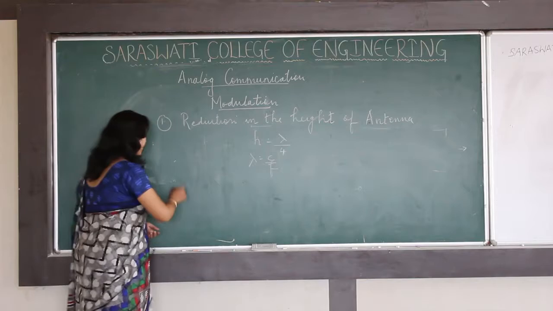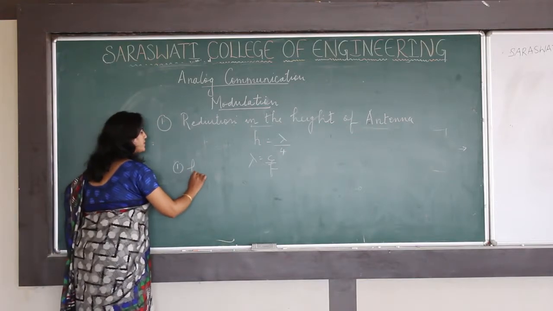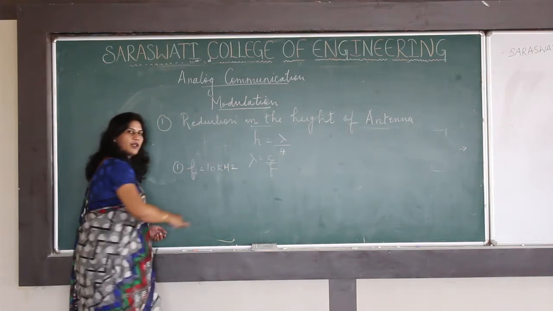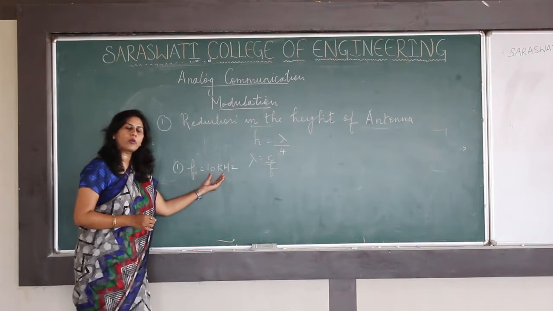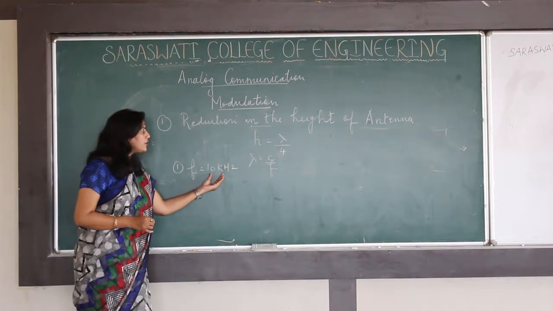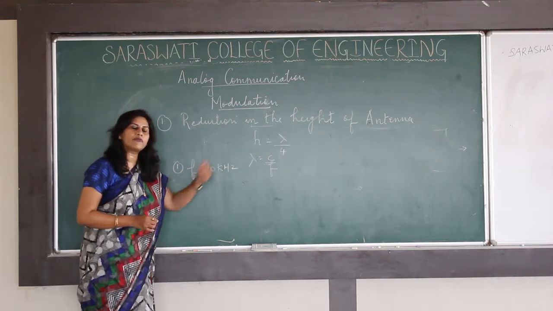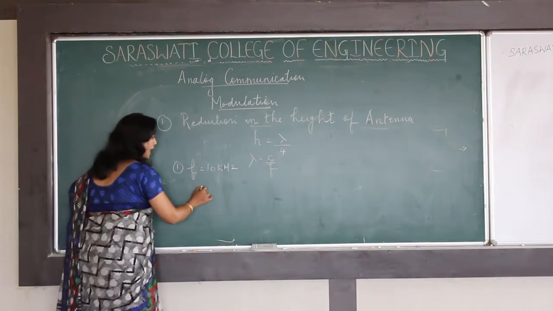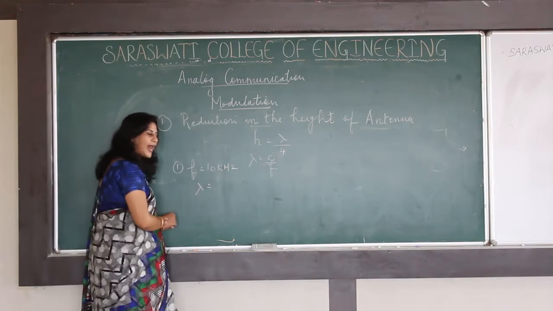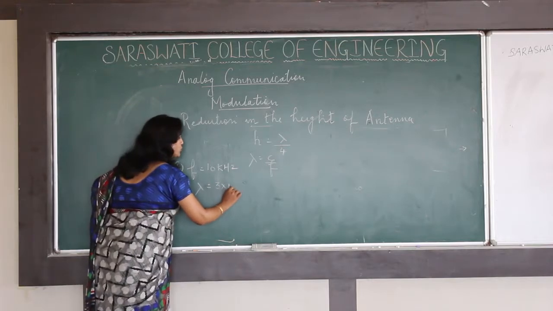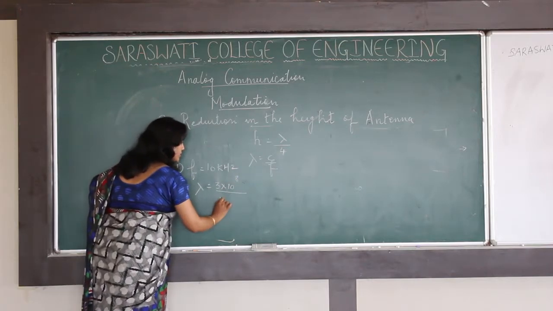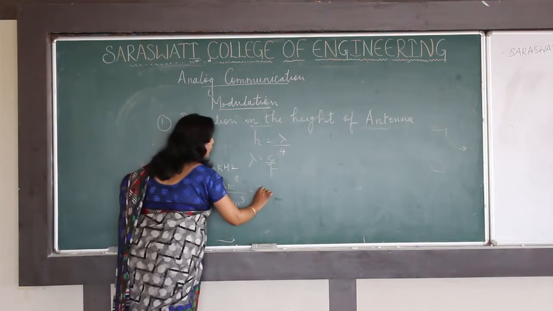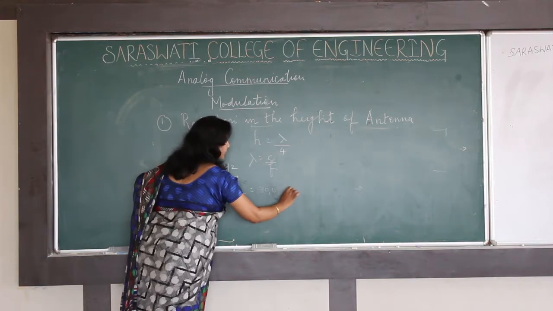For example, if I take a signal and the frequency of the signal that I want to transmit is, say, 10 kilohertz, then based on this I have to see what the height of the antenna at the transmitter will be. As per the formula, I first calculate lambda, which is equal to 3 into 10 to the power 8, the velocity constant, divided by the frequency of my signal, and it comes out to be around 30,000 meters.